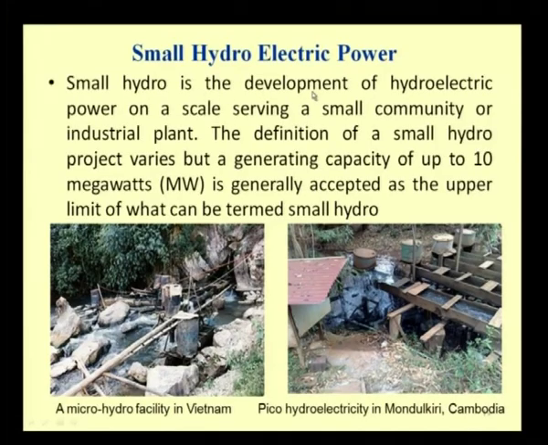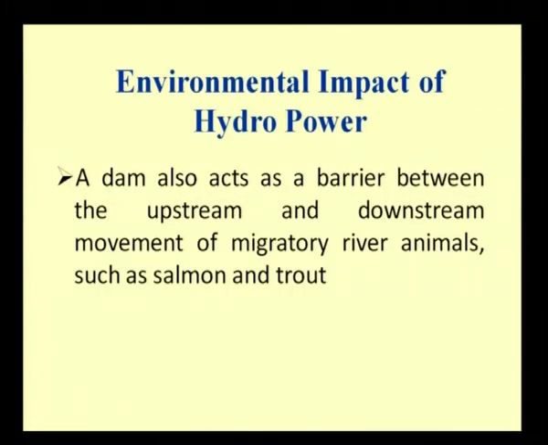The small hydro is the development of hydroelectric power on a very small scale, serving a small community or an industrial plant. And see, in the first diagram, it is serving a small community or a small village. The definition of a small hydro project varies, but a generating capacity of up to some 10 megawatts is generally accepted as the upper limit of what can be termed small hydro. And here is a pico hydroelectricity in Cambodia, and pico means it is able to serve a small family or a small village, and therefore these are some sorts of hydroelectric power stations.